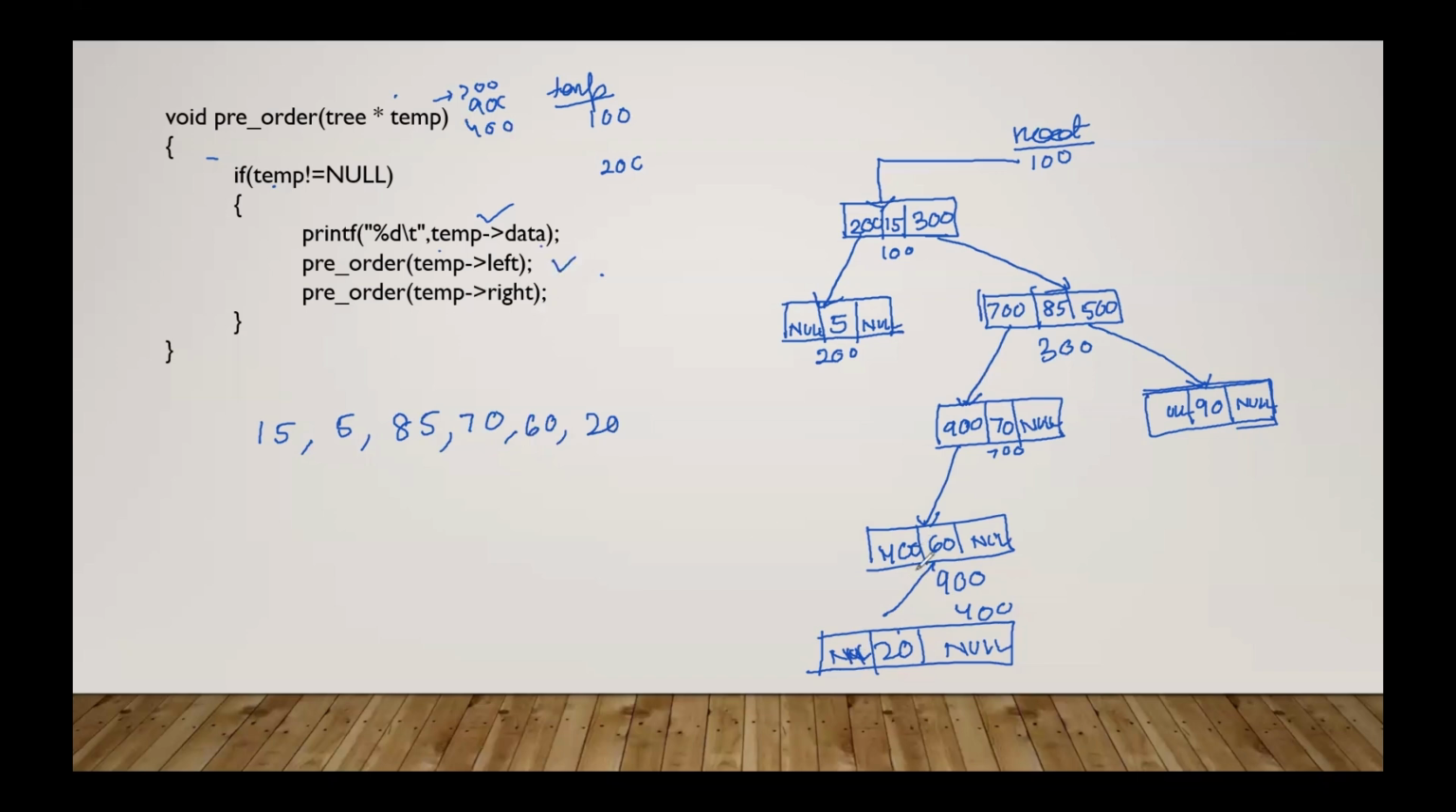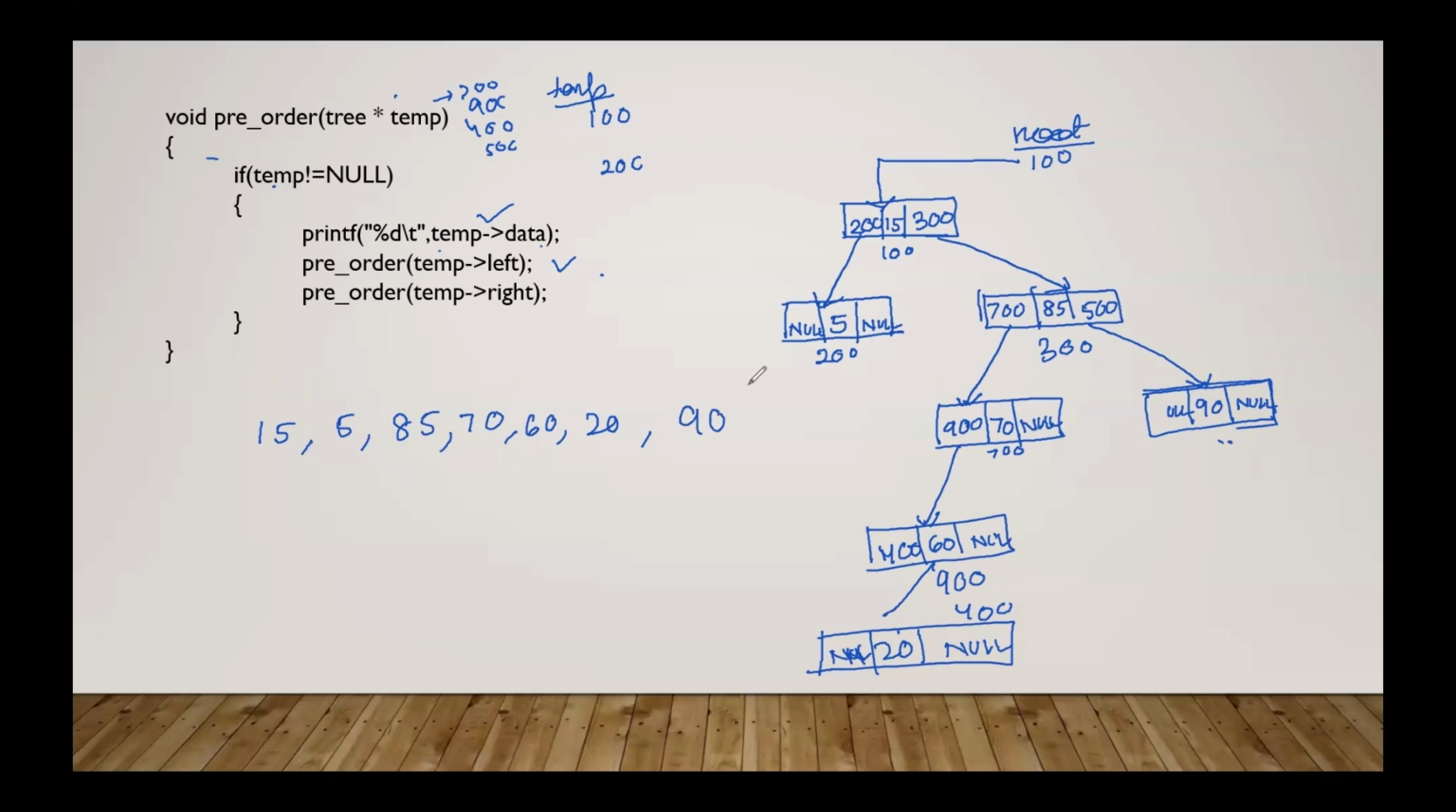So what is the right value right now? 300, 300 right which value? 300 right is 500. So 500 means it will take the 500. 500 not equal to null. So what happened? 500 data. What is the 500 data? 90. So it will print which value? 90. So now what happened?